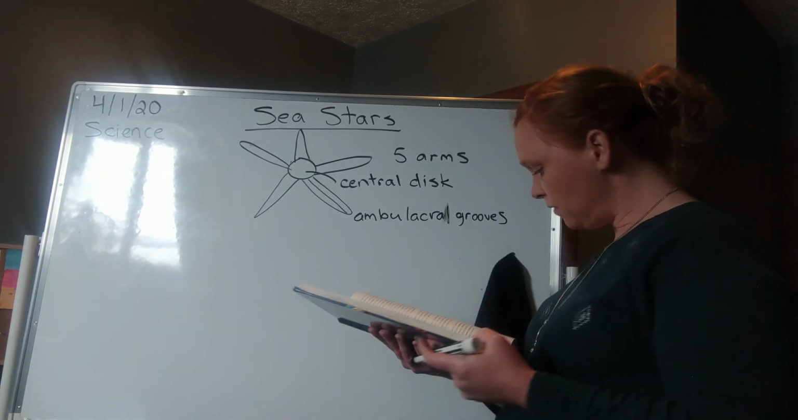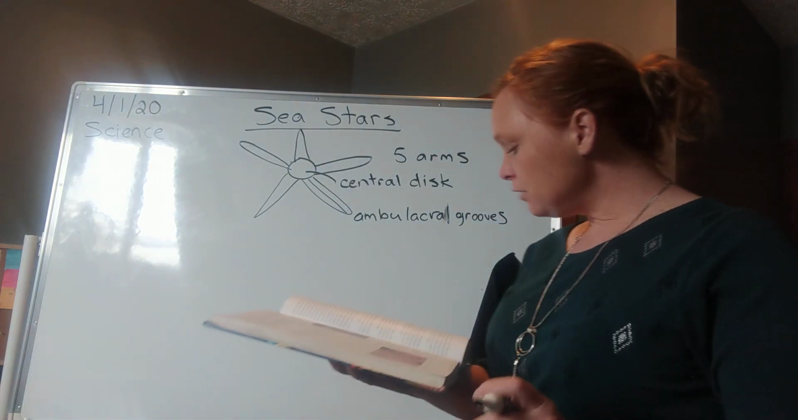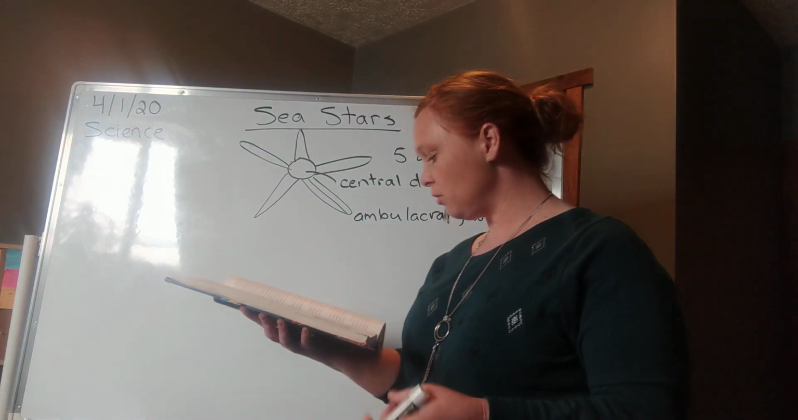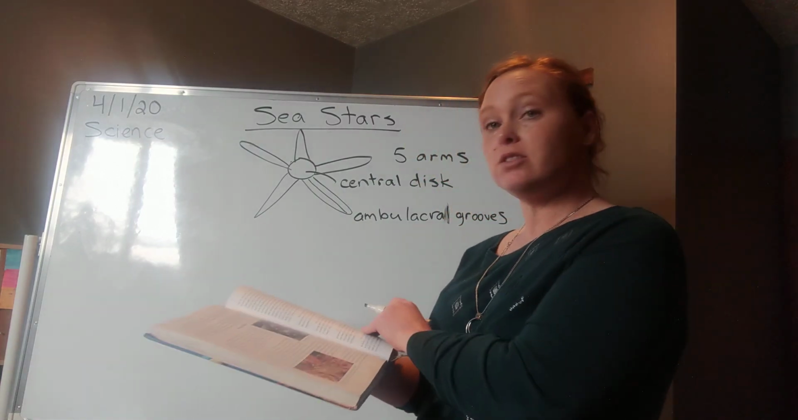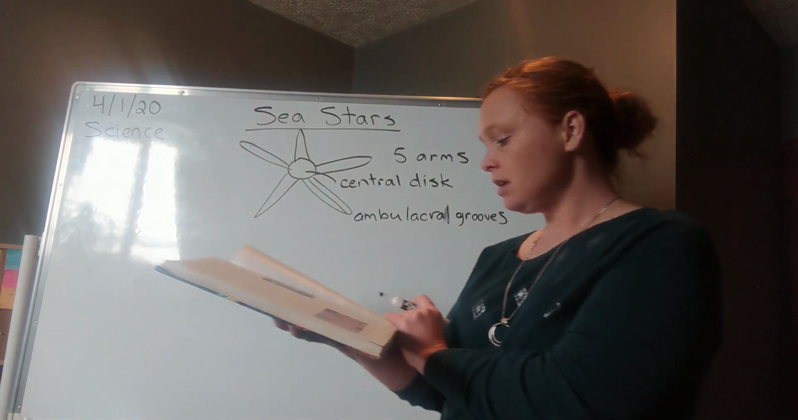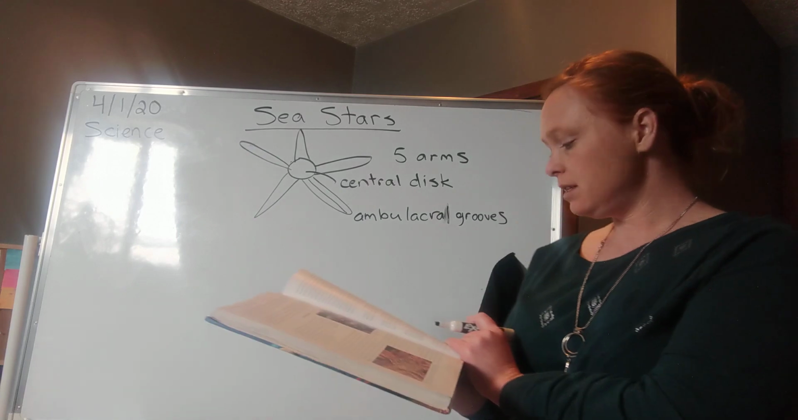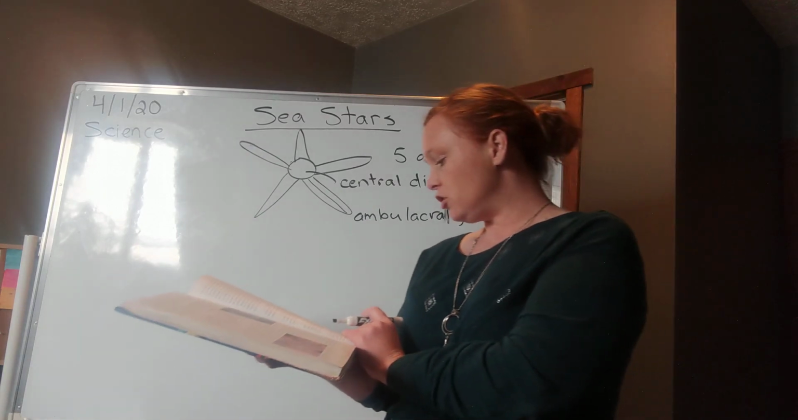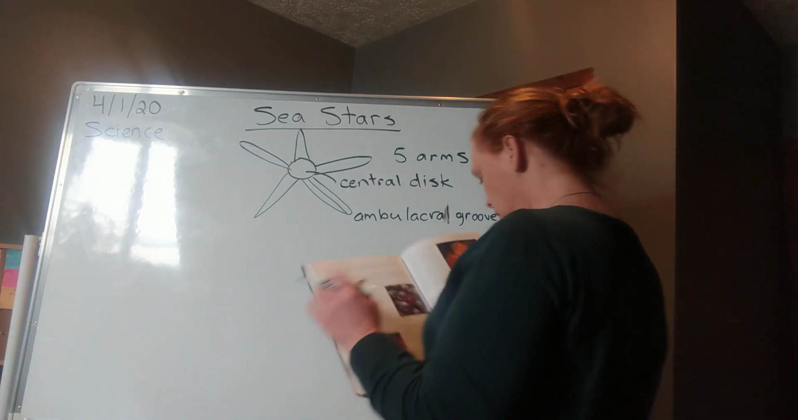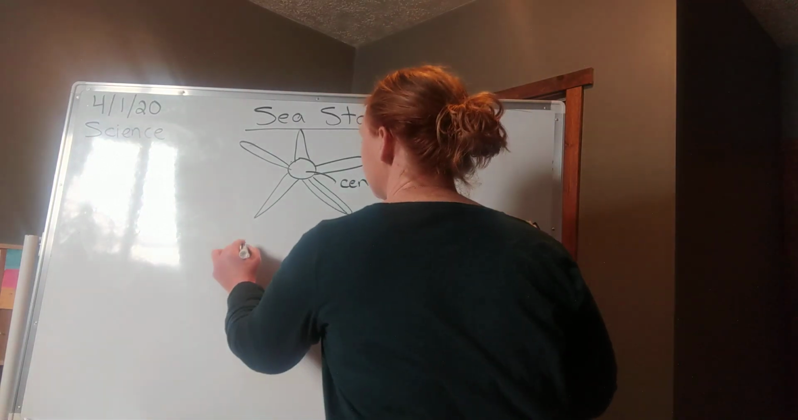Now remember that the tube feet help the sea star to breathe. Interestingly enough, the oxygen that these tube feet collect is not distributed through the body by blood. Sea stars don't have blood. Instead, a sea star has a system of canals called the water vascular system that transports oxygen, food, and other things it needs to the different parts of the body. So they have a water vascular system.